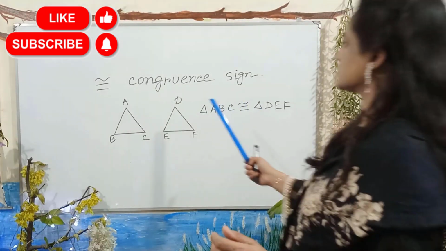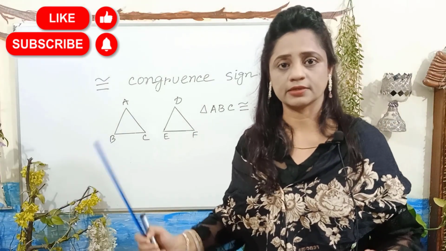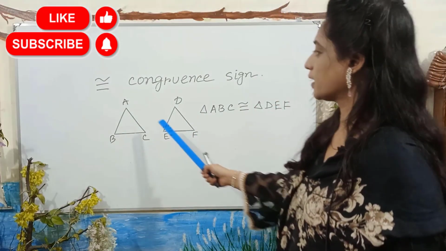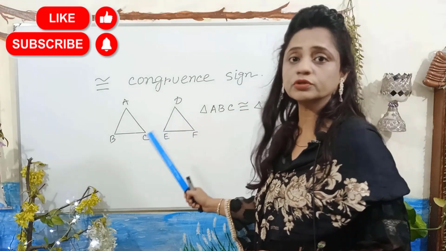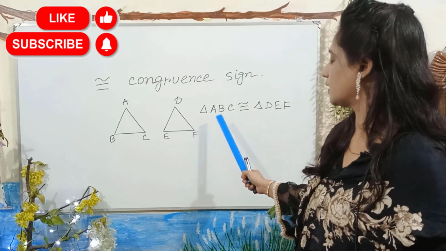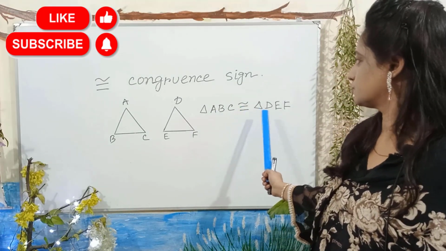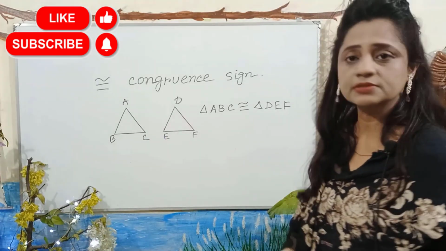So this one is the congruence sign. That is, we can say congruent to that. Triangle ABC and triangle DEF, both triangles are the same size and same shape. So we can say that triangle ABC is congruent to triangle DEF. They are both the same size and same shape.